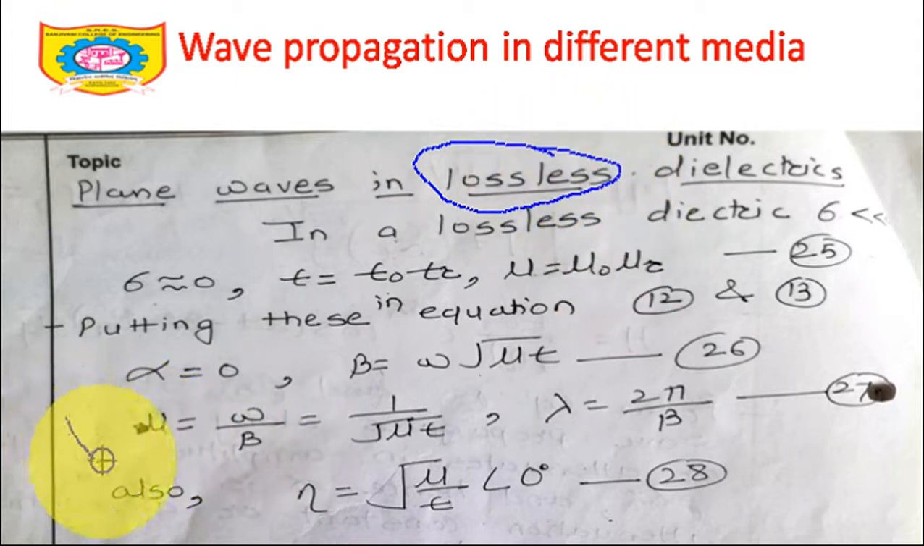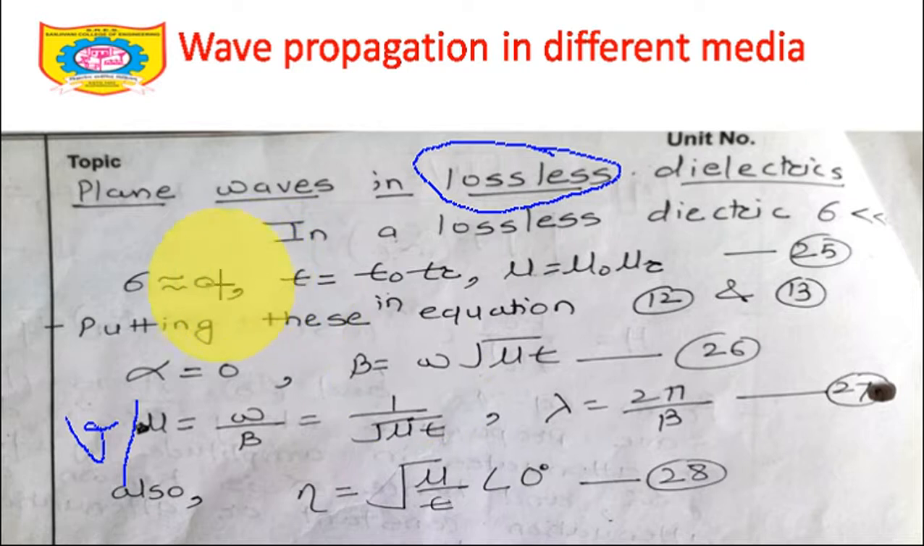You can represent this with the velocity as v or u equal to omega by beta. We have already talked about that, and it is also equal to 1 upon... because I can put omega as 2 pi f and beta as 2 pi by lambda. If I put these expressions, we get this final expression of velocity as 1 upon root of mu epsilon, lambda equal to 2 pi by beta.